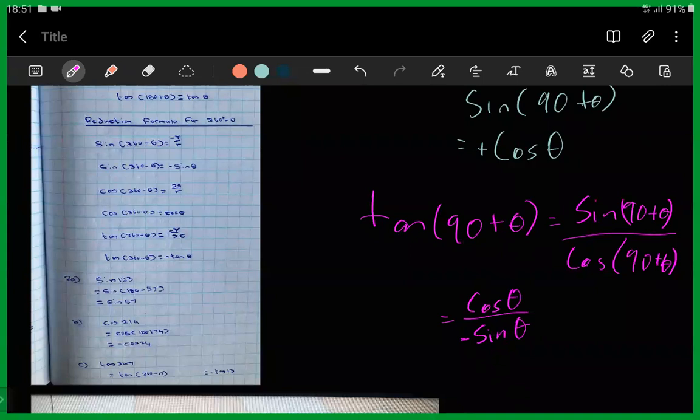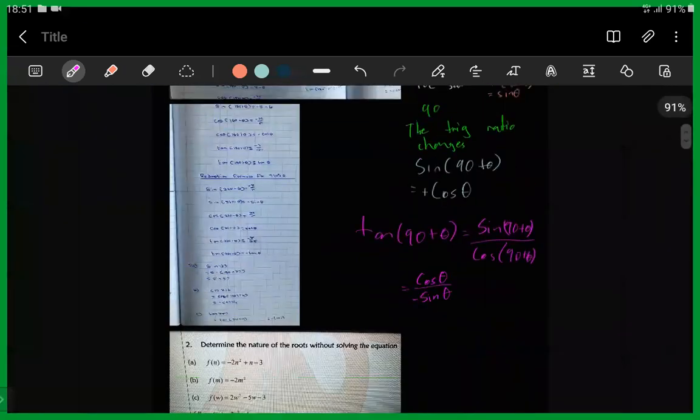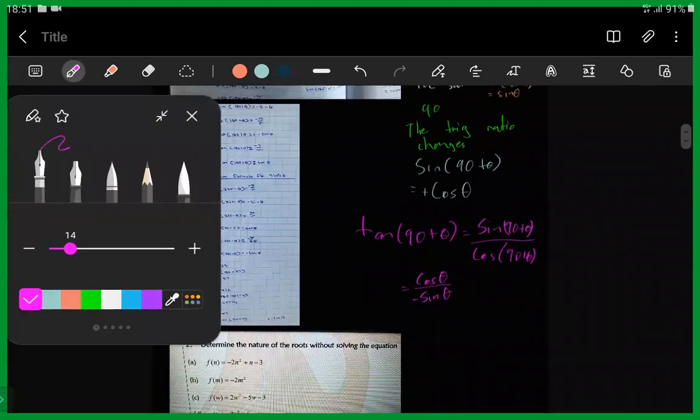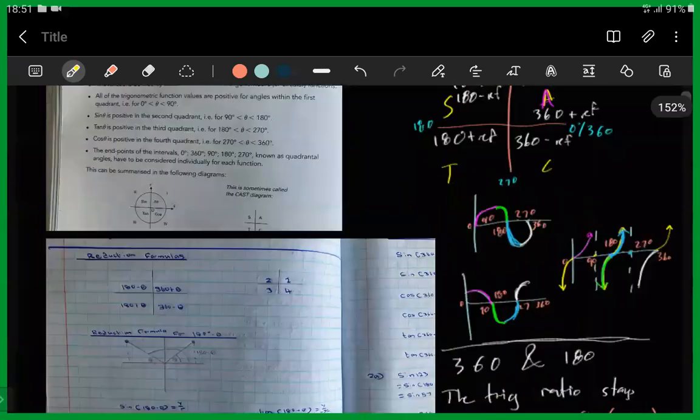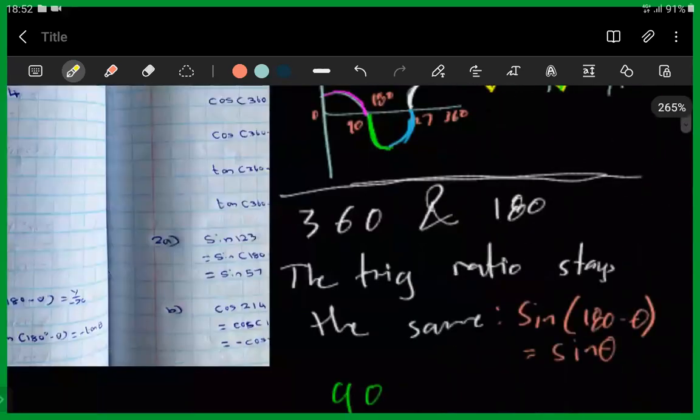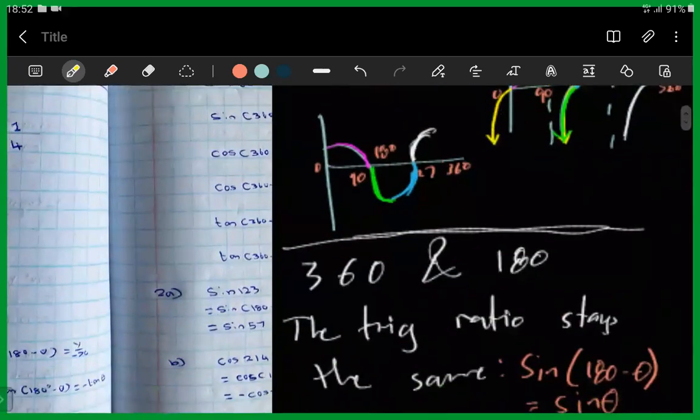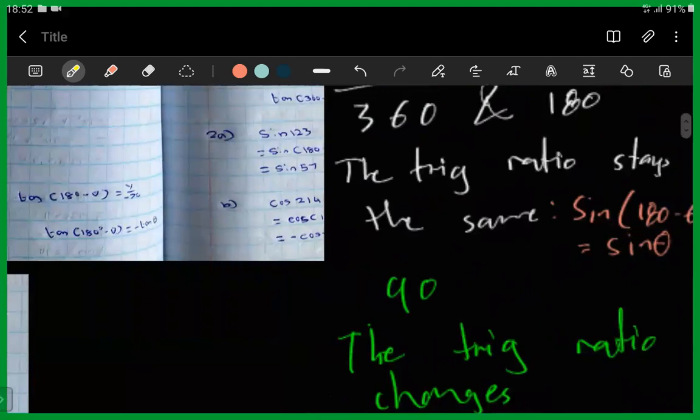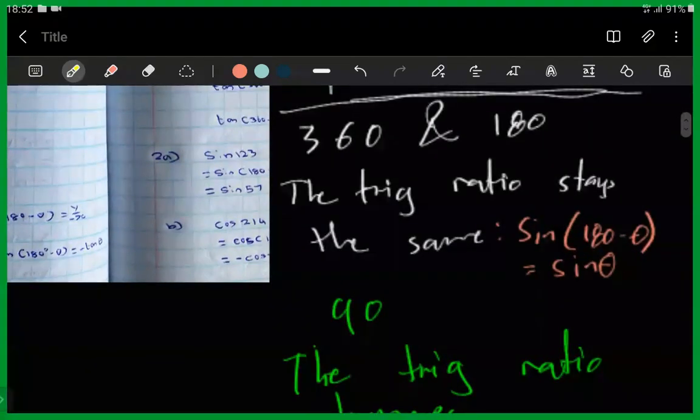So any other example, whether it's 360 plus, 360 minus, doesn't matter. As long as you're dealing with 360 or 180, your item stays the same. If you come from a cos, you become a cos. If you come from a sine, you become a sine. You always choose what goes here based on where you're coming from.